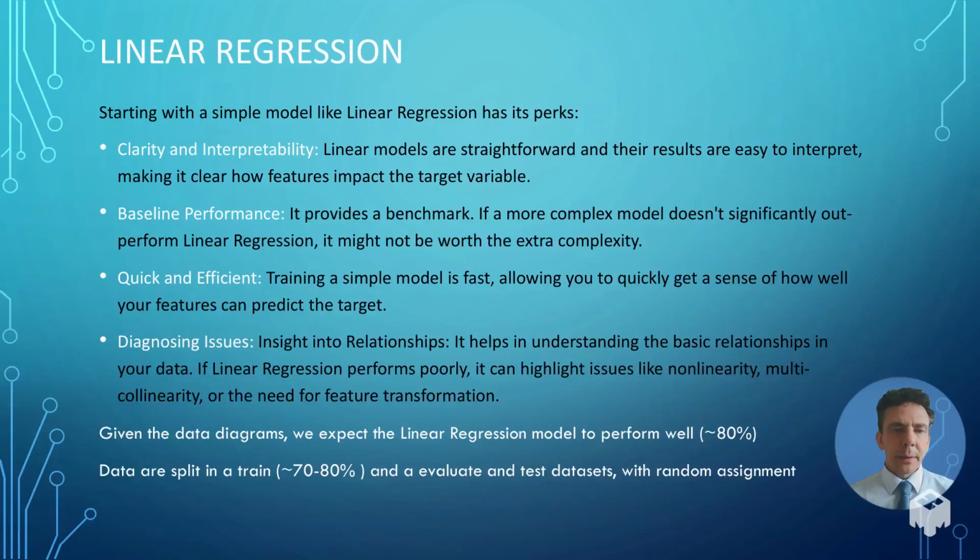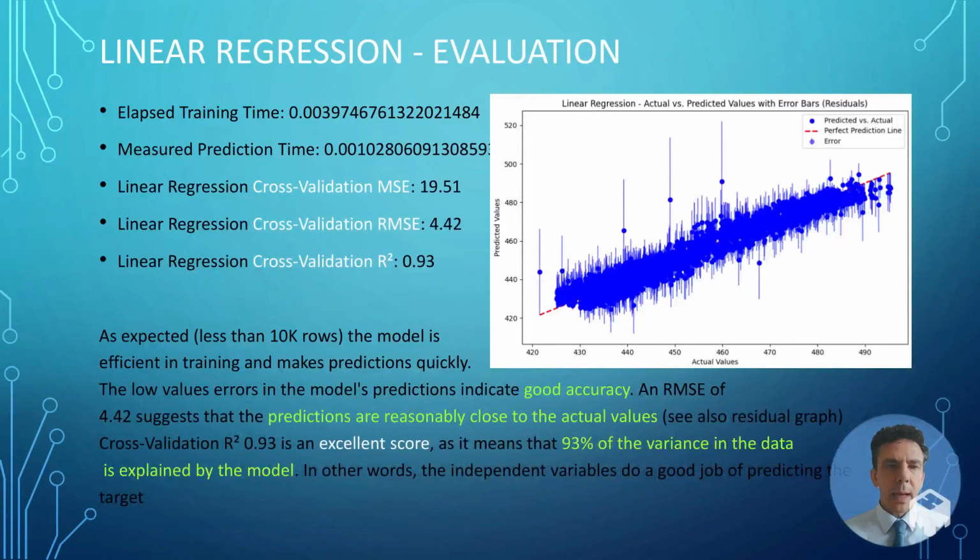We will now split the data into a train and a test dataset with a random assignment where the train is between 70 and 80%. So we randomly pick the observations to be used for training. The elapsed time is very short, the prediction is very fast. We have a cross-validation MSE of almost 20, a cross-validation RMSE around 4.5, and the cross-validation R squared is 0.93. It all points to a good accuracy of the model.